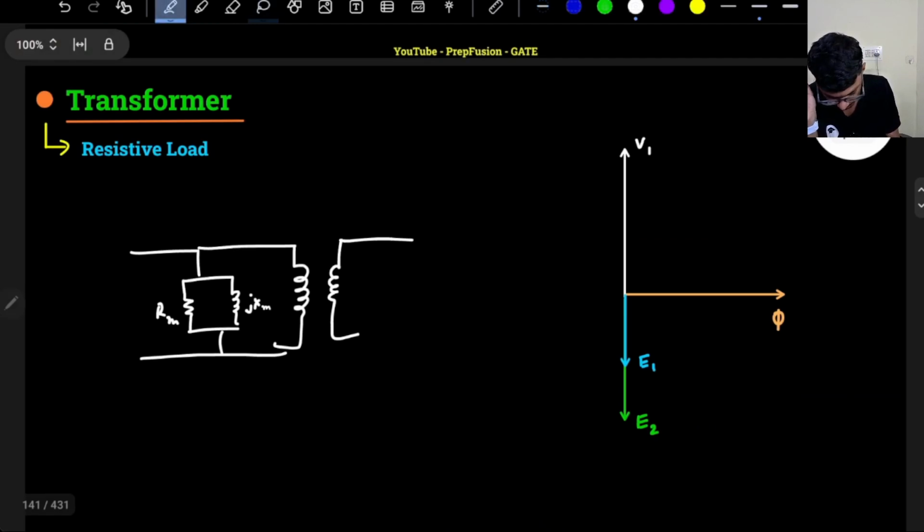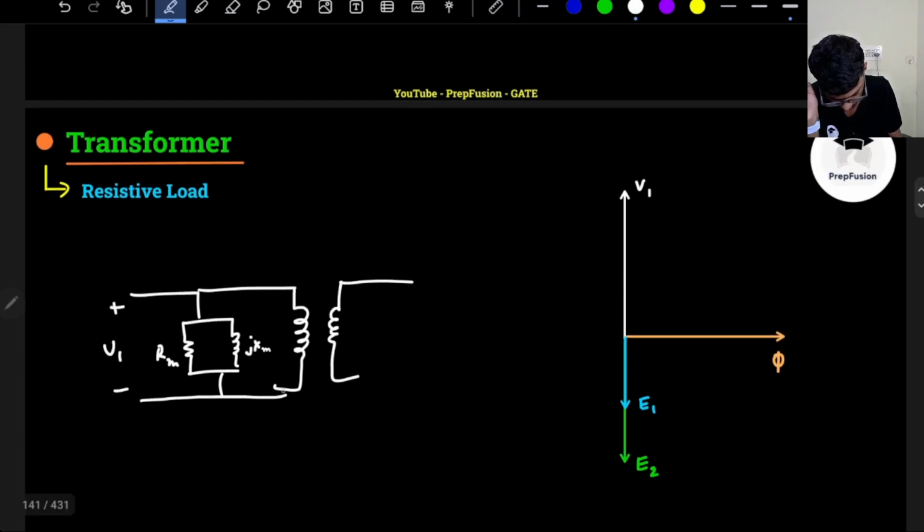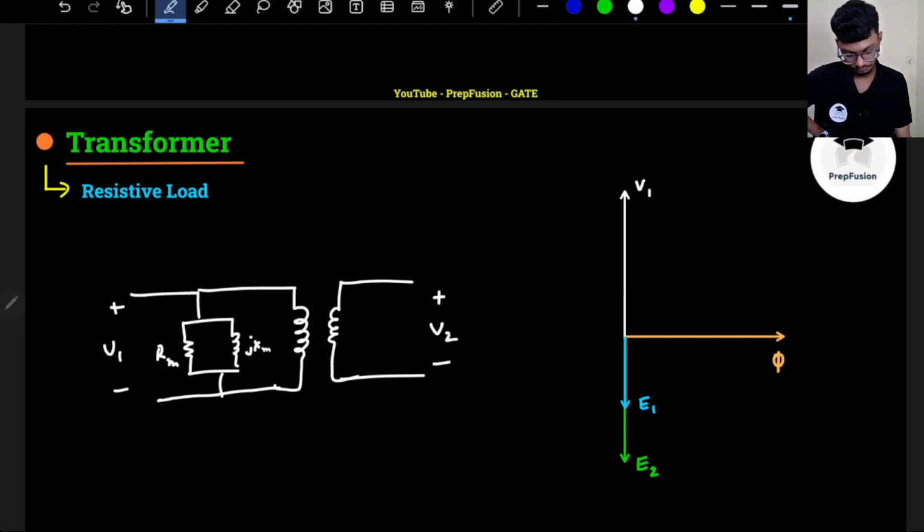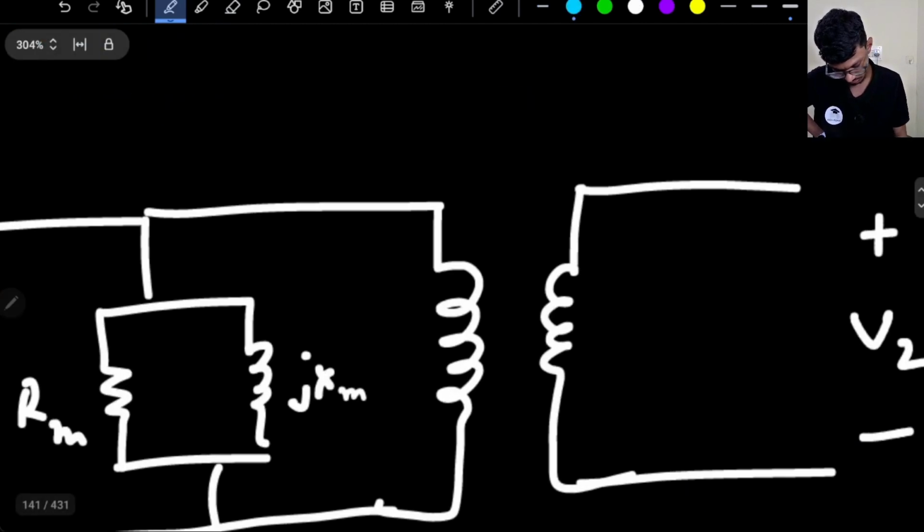Okay, and here I will have a voltage V1 and V2. Okay, so here I have a no load component of the current, that is I0.